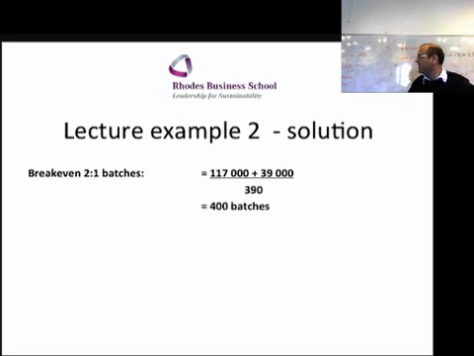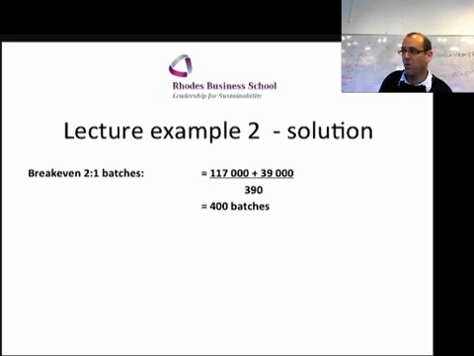What's our total fixed cost? Well, our total avoidable fixed costs are 117,000. Guys, are you happy where that comes from? Maybe just flick back a few slides and make sure that you can see where that comes from. Okay. Directly avoidable fixed costs, plus the 39,000, which is our common fixed costs, divided by 390. That tells us that to break even, we need to sell 400 batches.